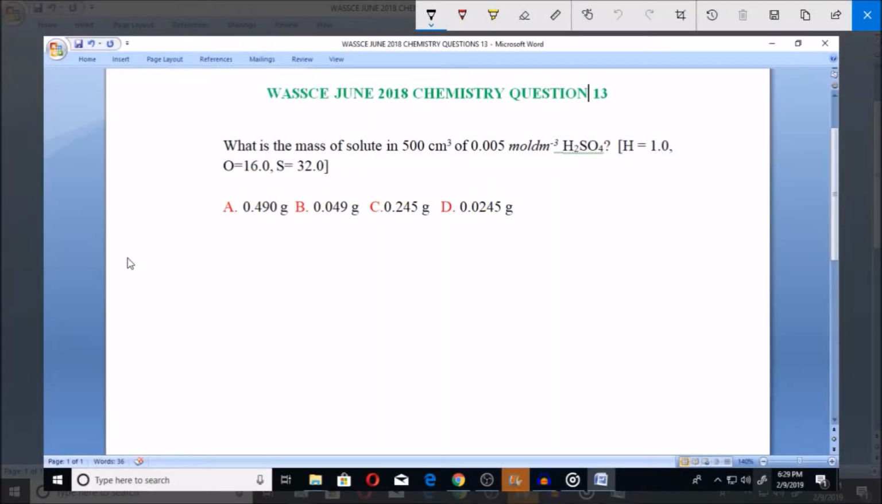Hello, welcome. Let's look at question number 13 for WAEC, past question chemistry 2018.